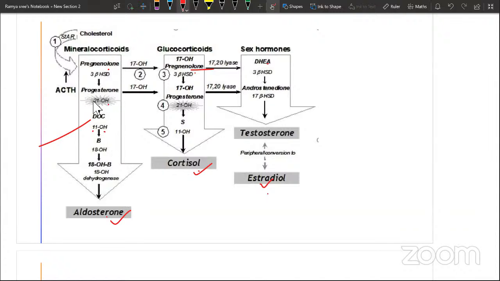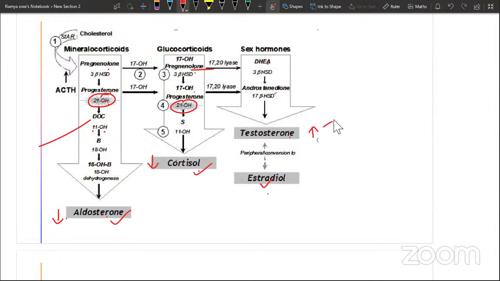But whenever there is absence of 21 alpha hydroxylase, what happens? The pregnenolone will become progesterone, but it can no more further become aldosterone. So they have decreased aldosterone, and this also cannot get converted into cortisol. So they have decreased cortisol. So all this pregnenolone and progesterone will start becoming DHEAs and androstenedione. And that androstenedione increases the production of testosterone.